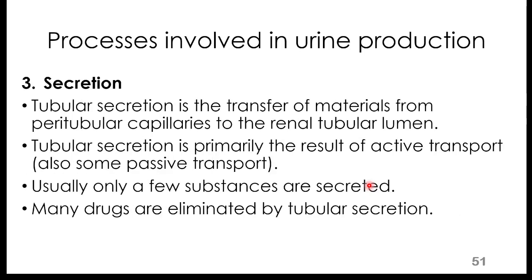Now the third process is secretion. So there are some things within the blood that, yes, they might have been filtered, but will still be secreted from the peritubular capillaries into the tubule. And this is usually the result of active transport. There might be some passive transport, but most of it is due to active transport. Only a few substances are secreted. There are many drugs that are eliminated from the body by tubular secretion into the urine.